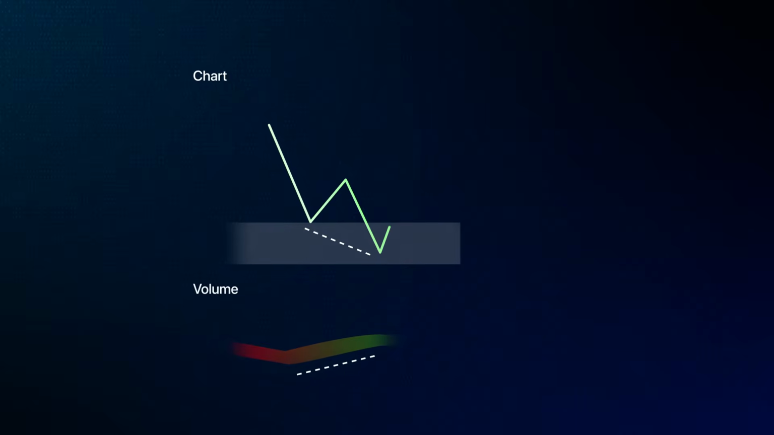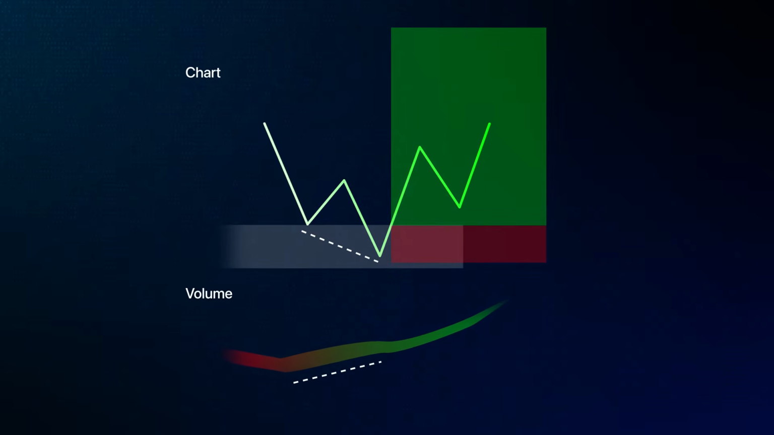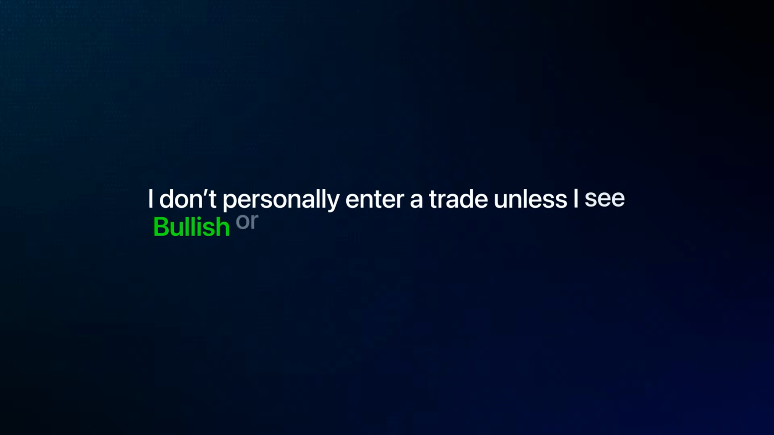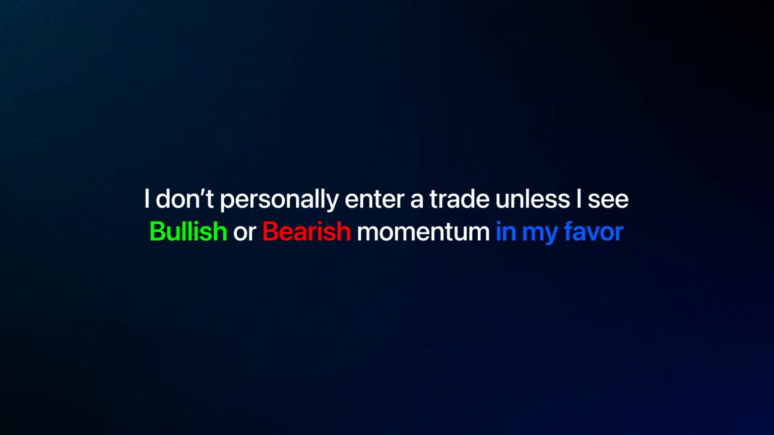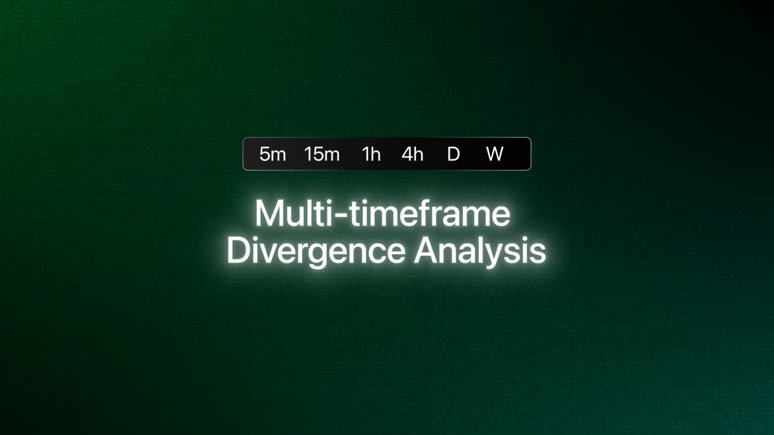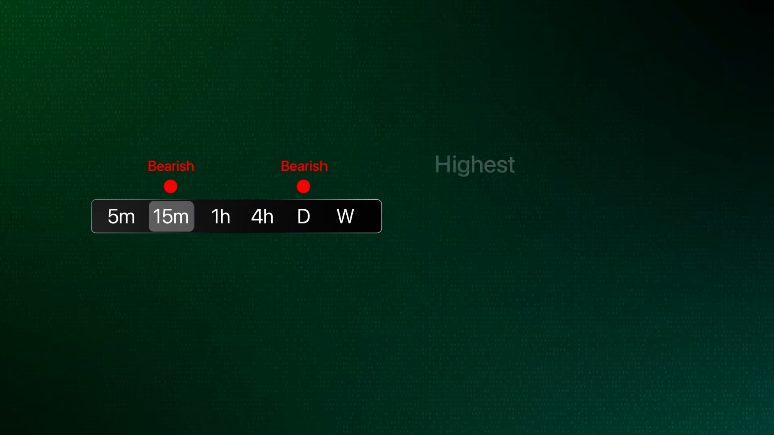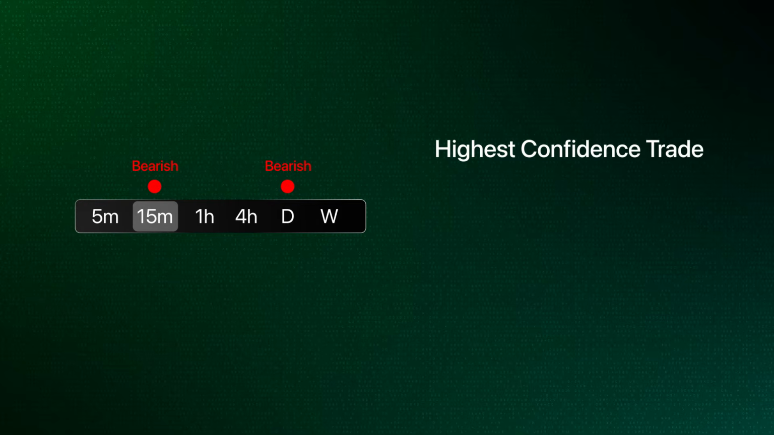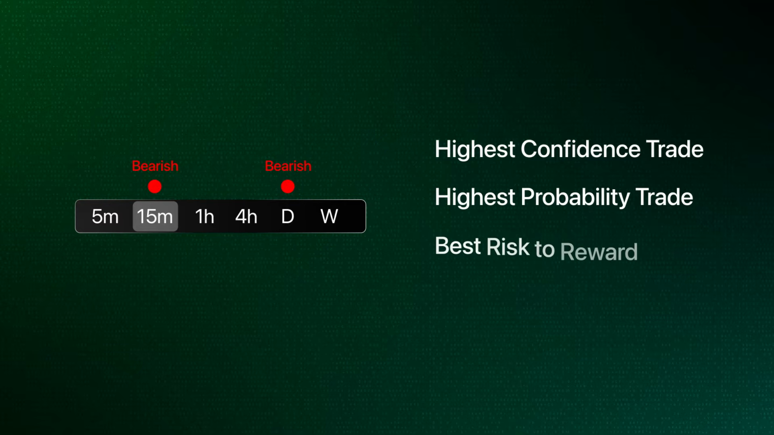Trading bullish and bearish divergences at key levels is one of my favorite trading confluences. In fact, I don't personally enter a trade unless I see bullish or bearish momentum in my favor. I use something called a multi-time frame divergence analysis, meaning I'm starting with a higher time frame and then going down to a lower time frame, making sure that momentum is aligned on every single time frame. What this does is offer the highest confidence trade, the highest probability trade with the best risk to reward.